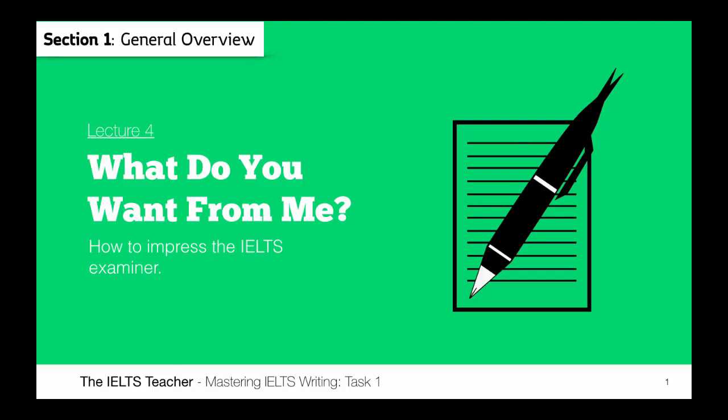Okay, now in this final lecture in this section, the general overview section, we are going to look at the idea of the band descriptors. The band descriptors are what are used by examiners to help assess your response and therefore provide you with your score. So essentially what we're doing here is learning how to impress the IELTS examiner enough for him or her to give us a band 7.